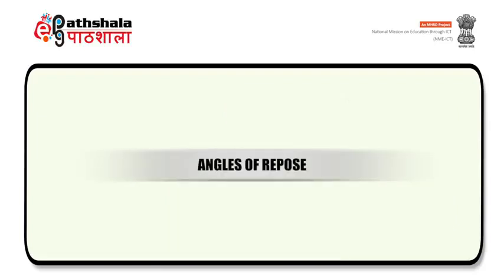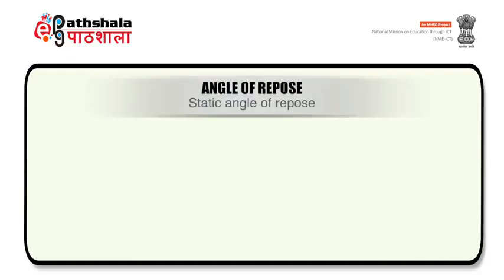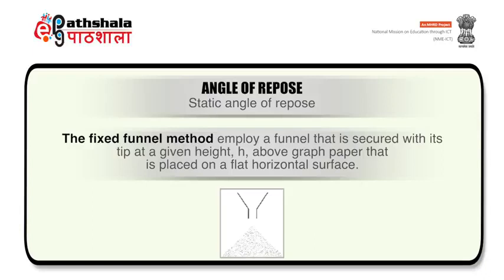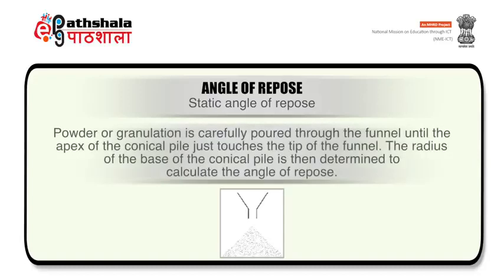There are two methods to determine angle of repose: static method and dynamic method. Static angle of repose has two procedures: the fixed funnel method and the fixed cone method. The fixed funnel method employs a funnel that is secured with its tip at a given height h above graph paper placed on a flat horizontal surface. Powder or granules are carefully poured through the funnel until the apex of the conical pile just touches the tip of the funnel. The radius of the base of the conical pile is then determined to calculate the angle of repose.